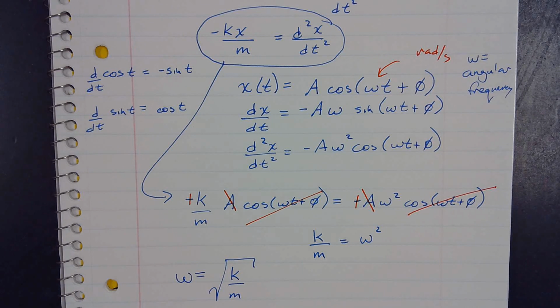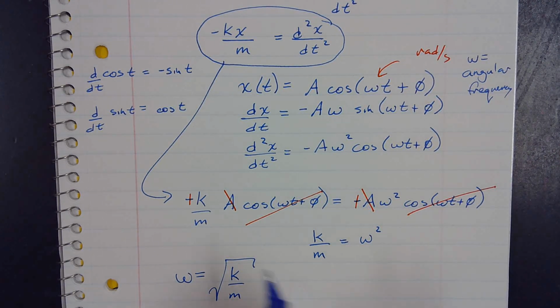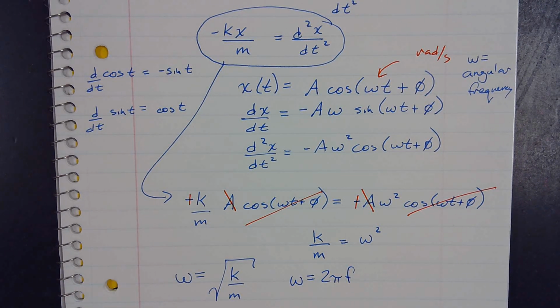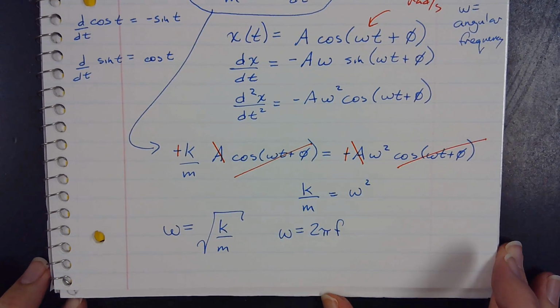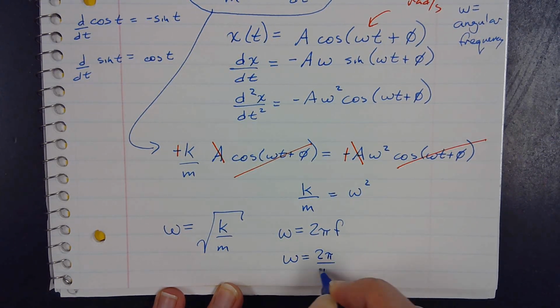But I don't want angular frequency. I want regular frequency. And here's how I remember the connection between those two. Omega is radians per second. So omega is equal to 2 pi times regular frequency. Okay? And then I actually don't even want frequency. I want period. I want to know how many seconds it takes this thing to oscillate back and forth. What's the relationship between frequency and period? They're reciprocals. So omega is equal to 2 pi over the period.